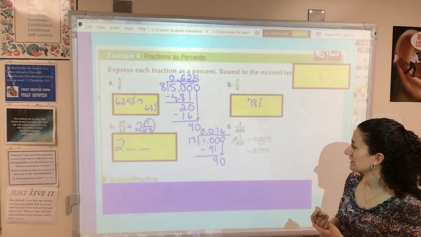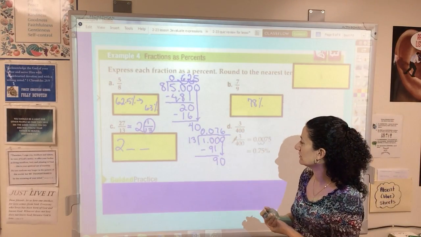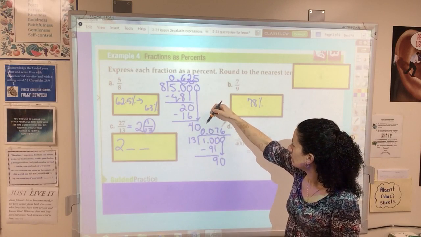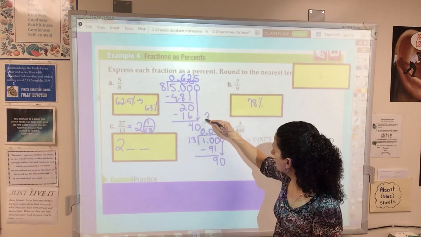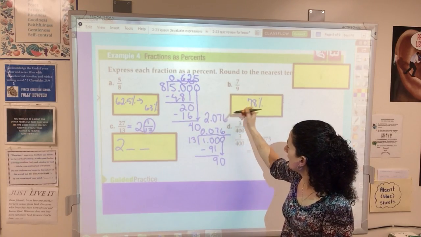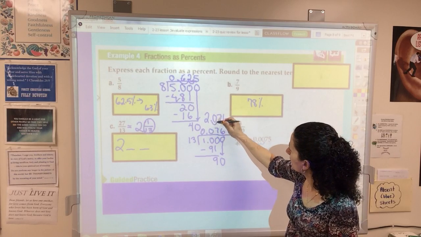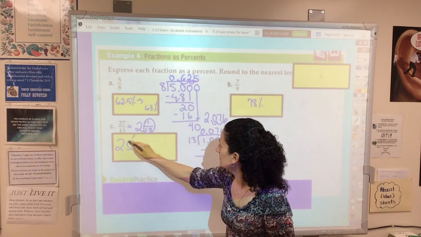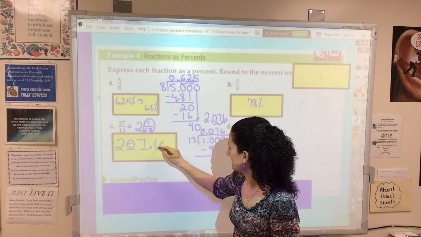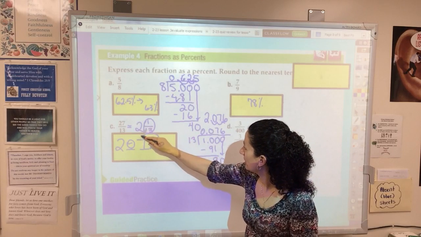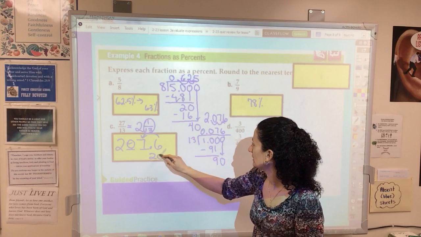And I don't really have to keep going here, because if I'm going to round to the nearest whole, I can already see what my decimal is. It's going to be 2. Remember, I had the 2 wholes? 2.076. If I move my decimal 2 times, 1, 2, then I'm going to have 207.6. And if I want to round that to the nearest whole percent, that's going to round up, and I'll have 208%.